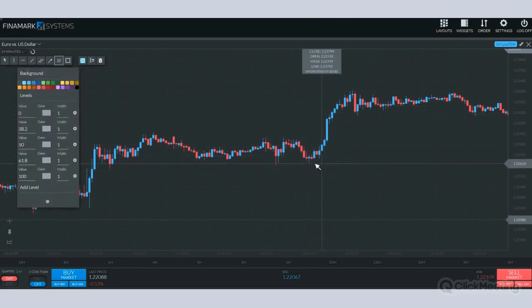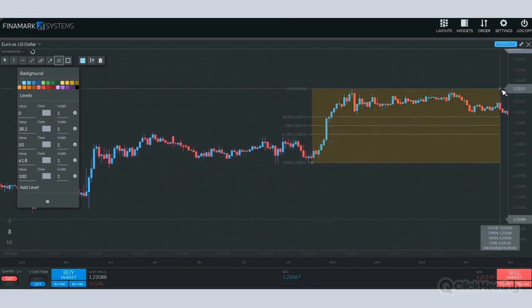But here we go. We're going from the bottom, the lowest point in the move, to the right, going to the highest point in the move, and we're going to draw it off to the right. All right. Now, by doing this, we're going to mark off where our 38.2 is. We're going to see what happens here.